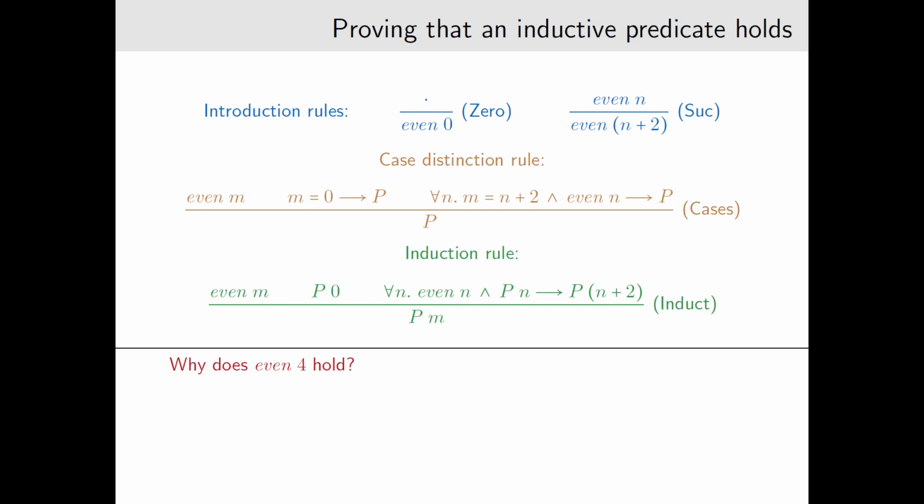This is a complete set of properties. We no longer need to know how it was defined. So we have the introduction rules, and the cases rule, and the induction rule. So how do we prove that even holds? Which rules are we using to prove that?